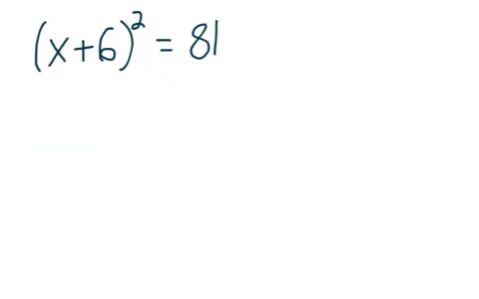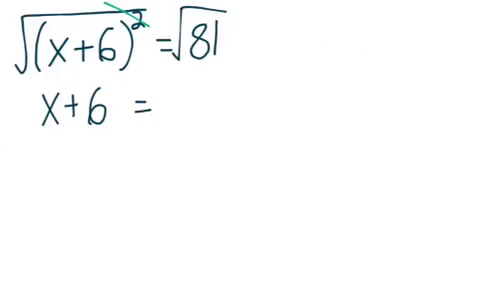Now this example is a little bit more complicated, and this is where we're going to be learning something new. In this problem, it's not just the x that's being squared, but this whole binomial. Because the whole binomial is being squared, I need to take the square root of the entire thing. And if I take the square root of this whole side, I need to take the square root of this side. So on this side, the square and the square root, they cancel out. And what's left is this x plus 6. So I'll rewrite that.